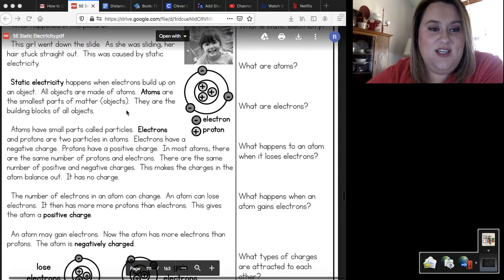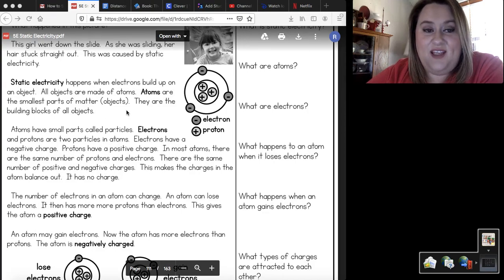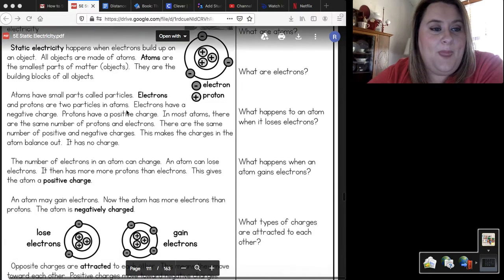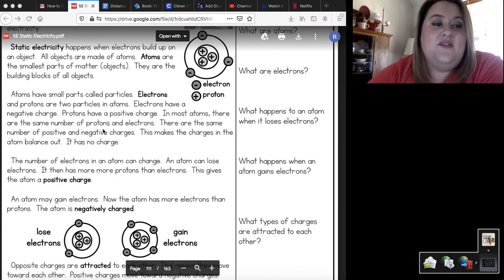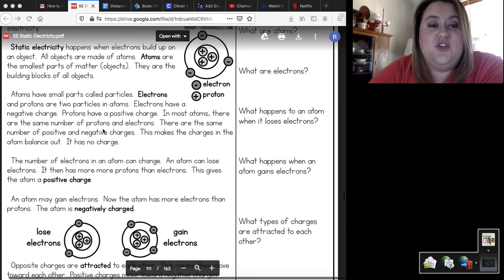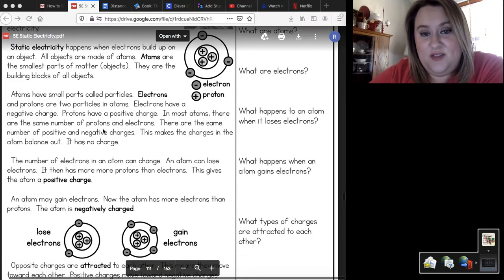Static electricity happens when electrons build up on an object. All objects are made of atoms. Atoms are the smallest parts of matter. They are the building blocks of all objects. Atoms have small parts called particles. Electrons and protons are two particles in atoms.